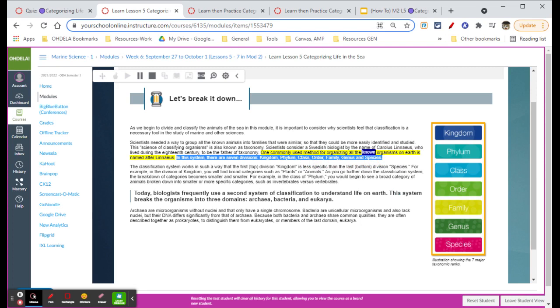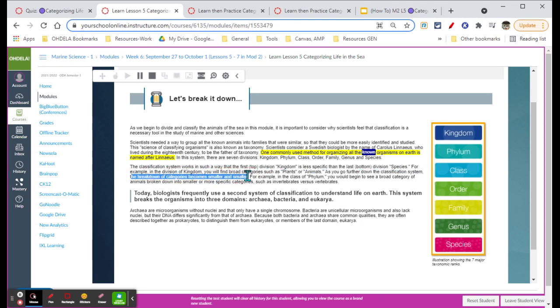Let's find out about which is larger and smaller in terms of these groups. But that's one order. We're just not sure if it's in the order from largest to smallest. The next paragraph says, the classification system works in such a way that the first top division, kingdom, is less specific than the last bottom division, species. For example, in the division kingdom, you will find broad categories such as plants or animals. And as you go down the classification system, the breakdown of categories becomes smaller and smaller.